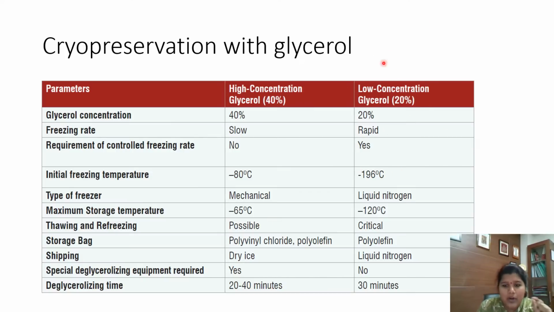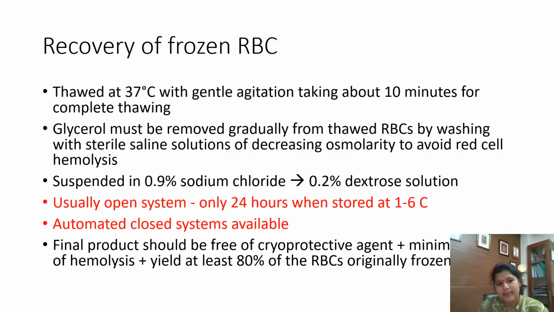In case of low concentration glycerol method, 20% glycerol is used. The freezing rate has to be rapid, but controlled freezing rate is also required. The initial freezing temperature is -196 degrees centigrade. The type of freezer here is liquid nitrogen, which is a tedious kind of procedure. So generally high concentration glycerol that requires a mechanical freezer is used. The deglycerolizing time is 30 minutes and special equipment for that is not required.